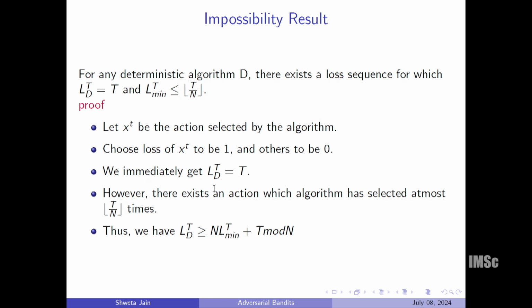Where was I? Okay. So for every particular arm, whenever a deterministic algorithm is choosing an arm i, you are saying this has a loss of 1 and the others have 0. So the loss of the algorithm, LDT, will be T. But what will be LT min? LT min can go high. What you are trying to prove is that regret is at least this much, right. So LT min will be less than or equal to T by n. Why?